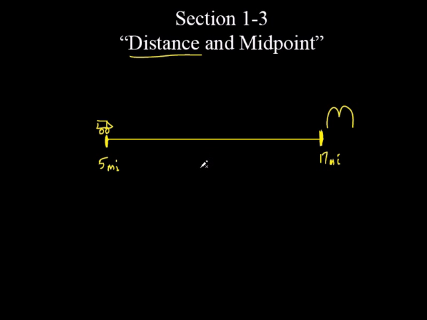And what did you do? You basically just went 17 minus 5. I hope everybody did that. 17 minus 5, and that's 12. And so that means there's 12 miles. So the distance that you have to travel from where you are right now to McDonald's would be 12 miles. So how did you find that distance? You just did a subtraction.